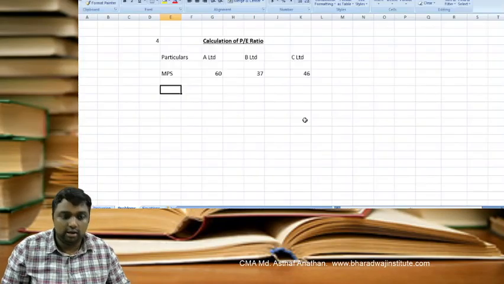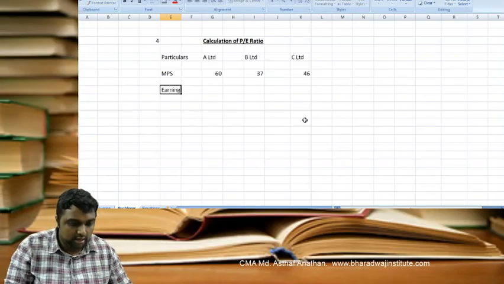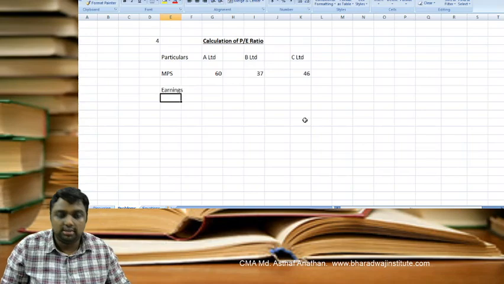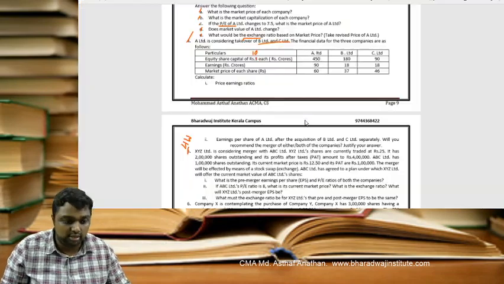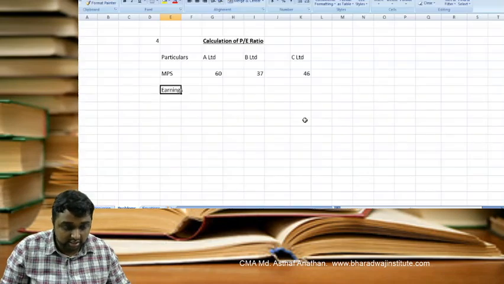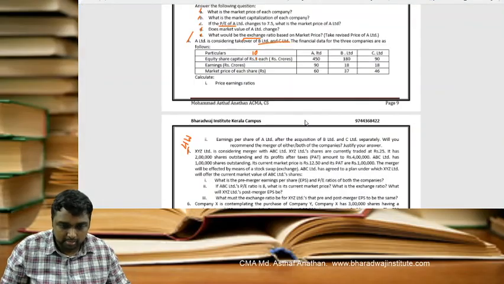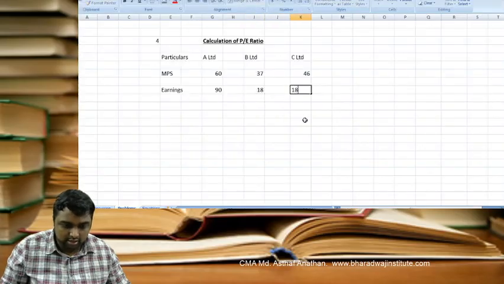Now we have to find out EPS. Earnings is given first. Earnings is not EPS. Earnings divided by number of shares is EPS. So what is the earnings? It is in crore. 90 crore, 18 crore, again 18 crore.